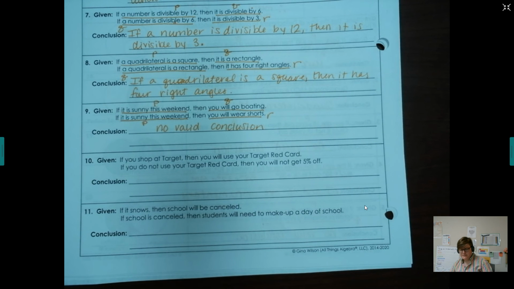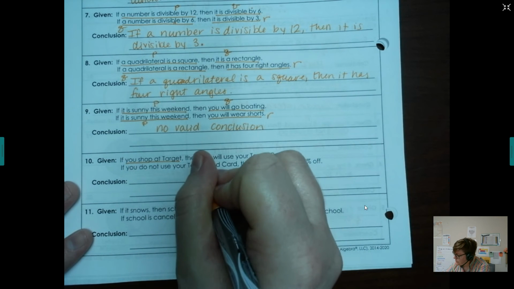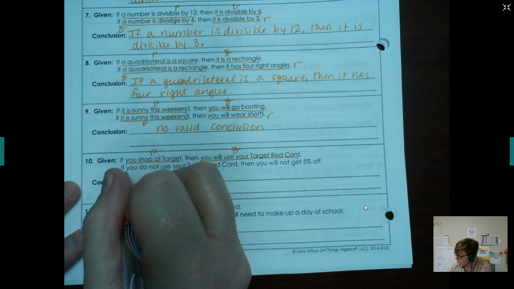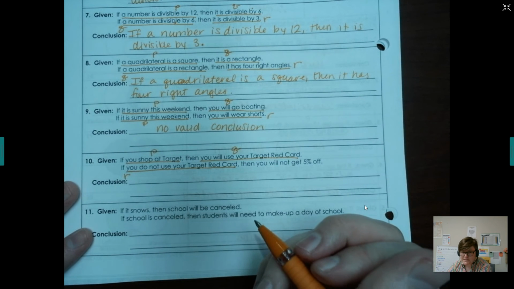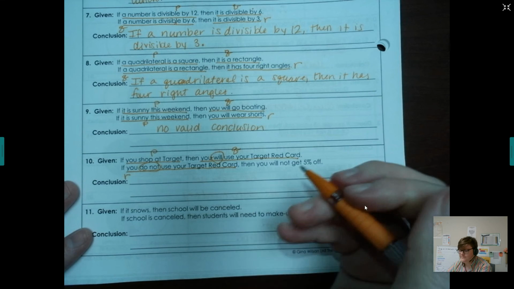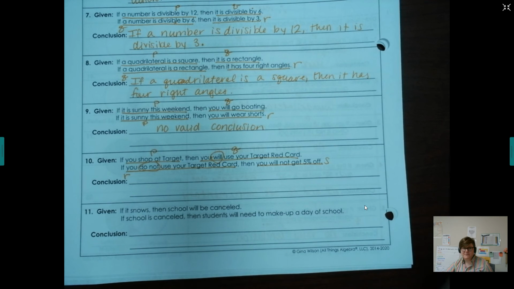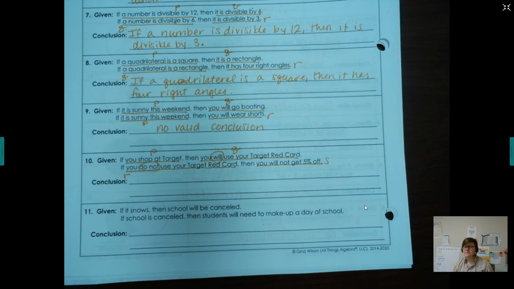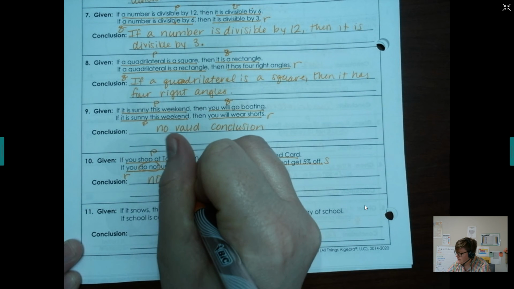All right. The next is, if you shop at Target, then you will use your Target red card, P and Q. If you do not use your Target red card, that's R, so that's different, because this is "you will," and this is "do not." You will not get 5% off. So I guess that would make that like S or something. So because these are 4 different statements, none is like a repeated conclusion to hypothesis, we cannot make a valid conclusion.